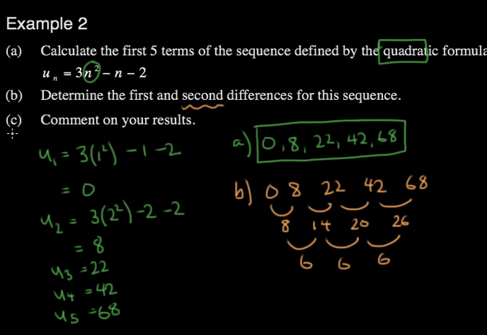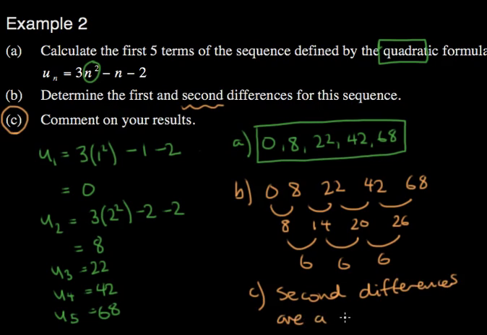So it's given us in part C to comment on our results. We would say here that the second differences are a constant, which is 6. And this constant here is the important part, as you'll see in the next example.